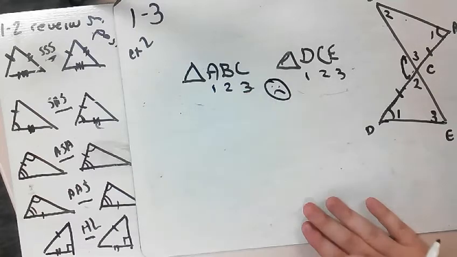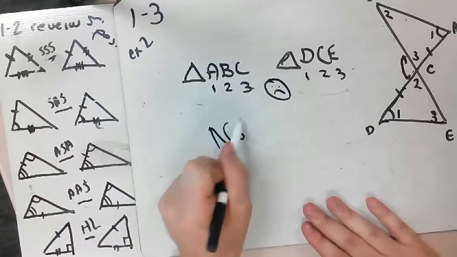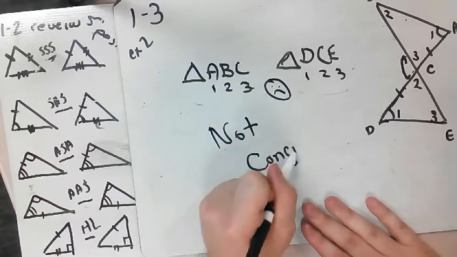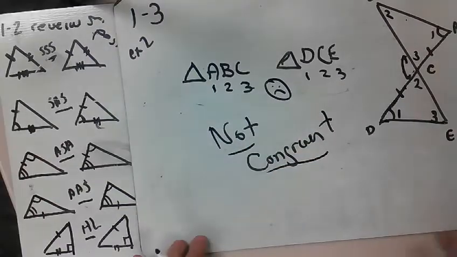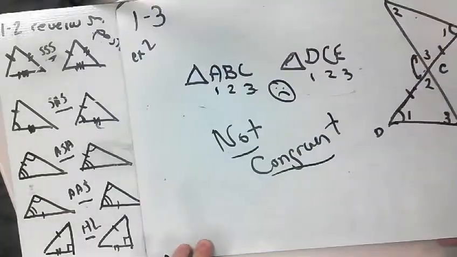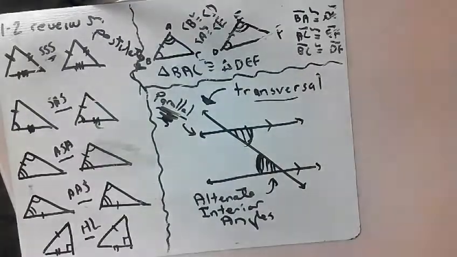So this is not congruent. We're not congruent because the angles don't line up. We don't have that congruency that we're looking for. All right, last example.